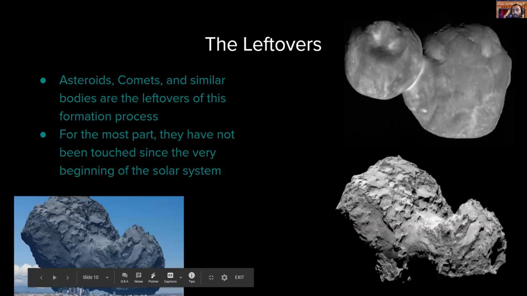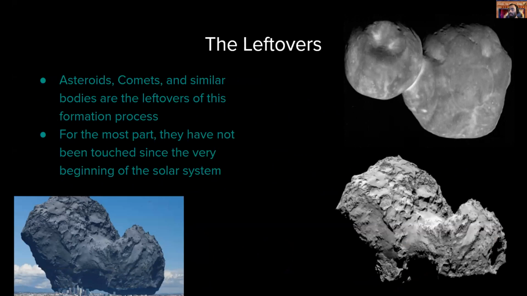Yeah. But we also have a lot of leftovers, rocks and whatnot that didn't make it into planets. And those are the asteroids and comets that we see, as well as similar bodies that are left over from the formation process. And for the most part, they haven't been touched since the very beginning of the solar system.